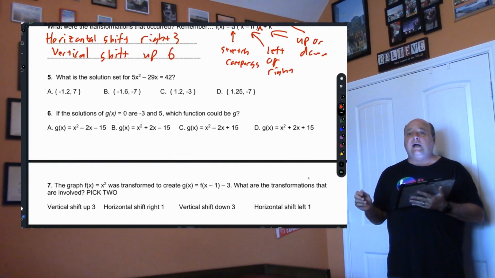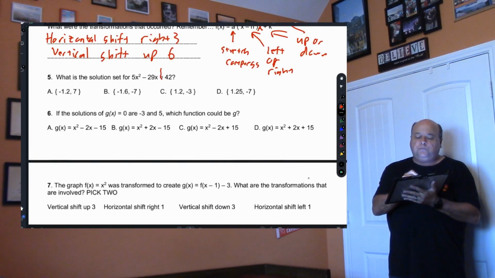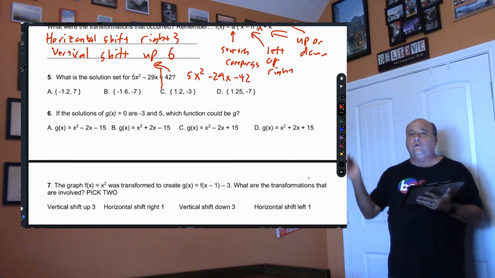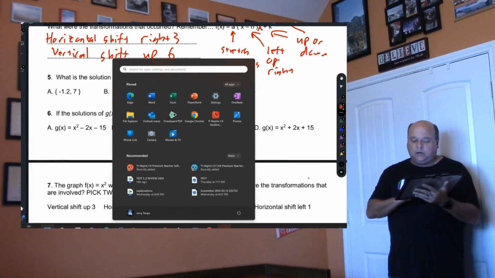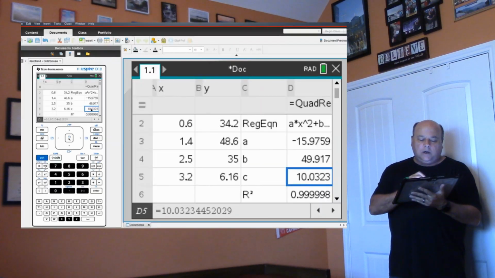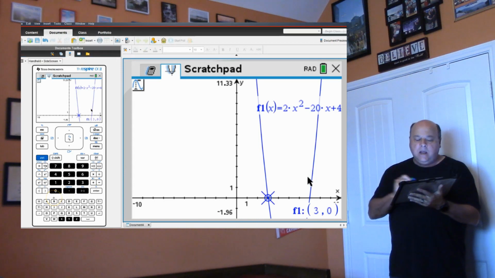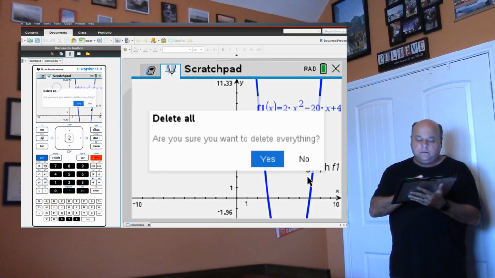This is another one. You got to solve for the solution. Put a bar through the equal. The 42 has to move over, doesn't it? So we're going to type in 5x squared minus 29x and just move the 42 over, minus 42. That's what we're going to graph. So we're going to go to our calculator. We're going to hit home. We're going to hit B to graph. I'm going to hit delete, delete, delete.